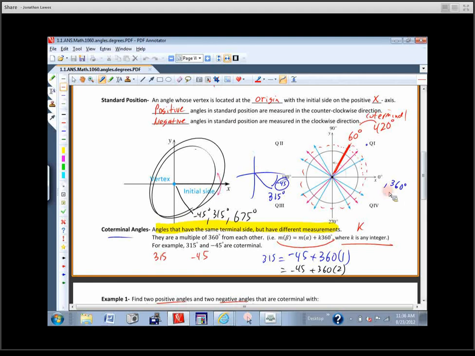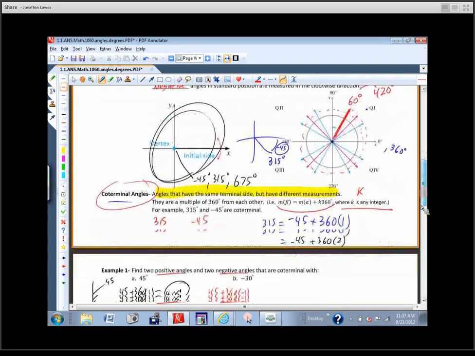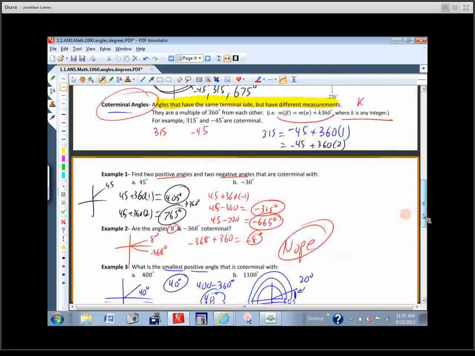And then we talked about coterminal angles. What were coterminal angles again? They end at the same spot, but they have a different measurement. They end at exactly the same spot, but they have a different measurement. And how far apart are they always in degrees? They're always 360 degrees apart. Okay? All right. Any questions there?